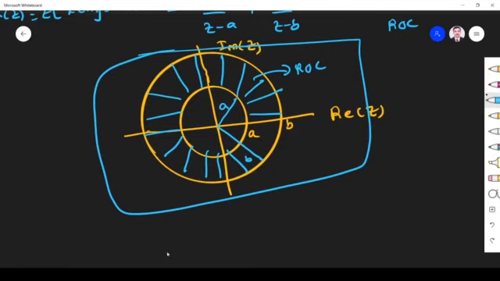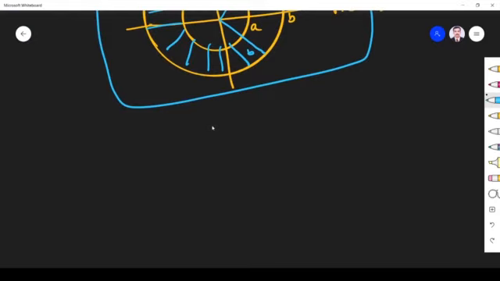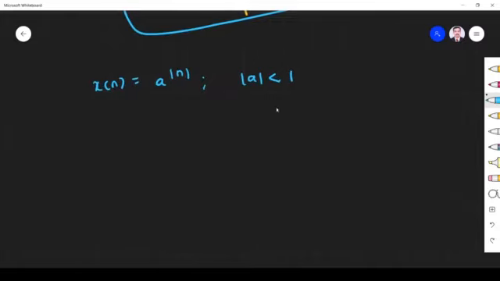The next problem is x of n is equal to a power mod n, where mod a is less than 1. For this we have to find the z transform. We know x of z is equal to summation n goes from minus infinity to plus infinity of x of n z power minus n.